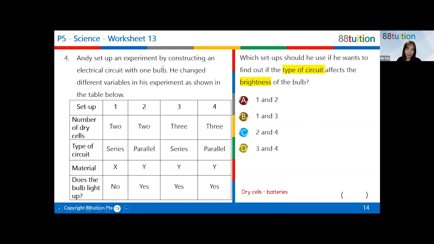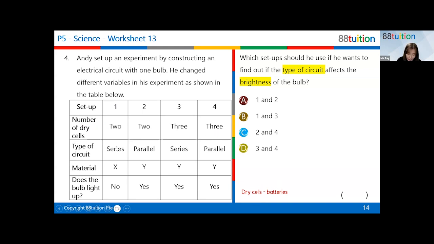Andy set up an experiment by constructing an electrical circuit with one bulb. Okay, he changed different variables in his experiment as shown in the table. So there are 4 different setups, right? Okay, so number of dry cells. Now I indicated here, what's the meaning of dry cells? Dry cells you see in secondary school. In primary school, you know this as batteries, okay? So just put this as batteries. So 2 batteries, 3 and 3.